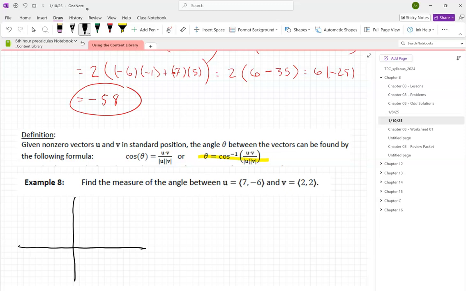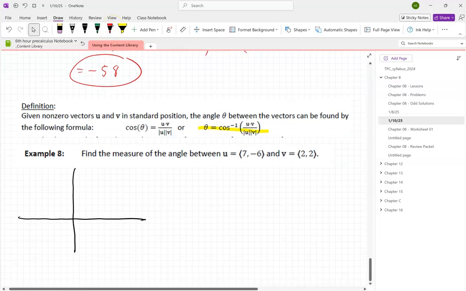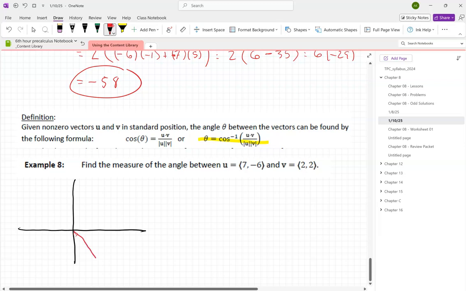So here's my axis. My vector u is like 7 over and 6 down. And then my vector v is 2 over and 2 up. If I'm just eyeballing that, to me it looks like that angle is around 90 degrees. Everybody agree? So if I'm getting something between 80 and 100, I'd feel pretty good about what I did there.